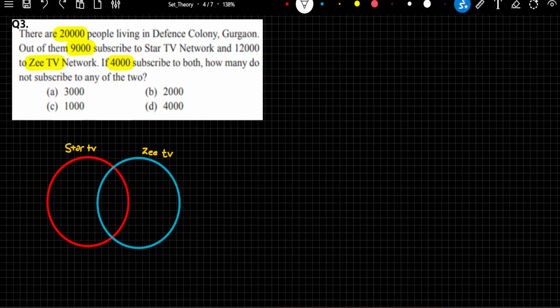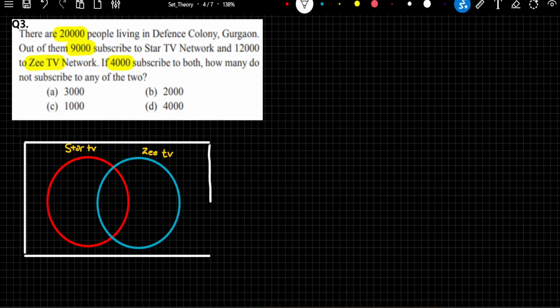Now before I start with the solution of the question, let's make this universal set, and what we know, there are total 20,000 people. For how many people have subscribed to Star TV network, these are 9,000, so let me write 9,000 here. Then 12,000 people have subscribed for Zee TV, and there are 4,000 who have subscribed for both. So I'll write down this 4,000 in the intersection region.